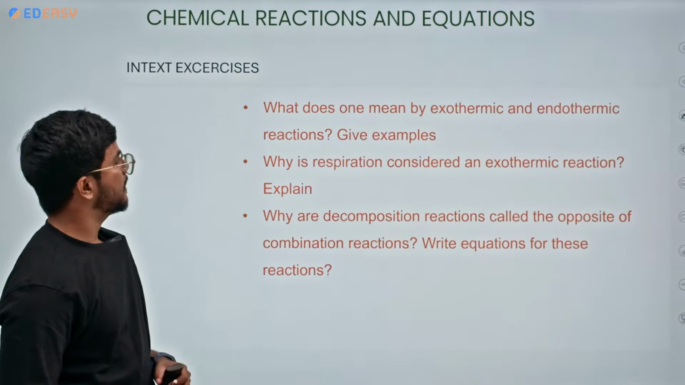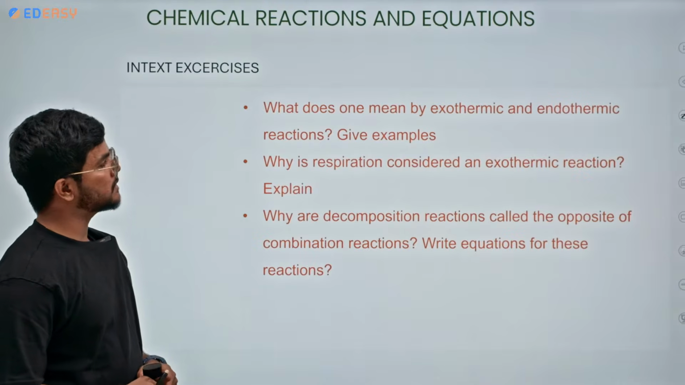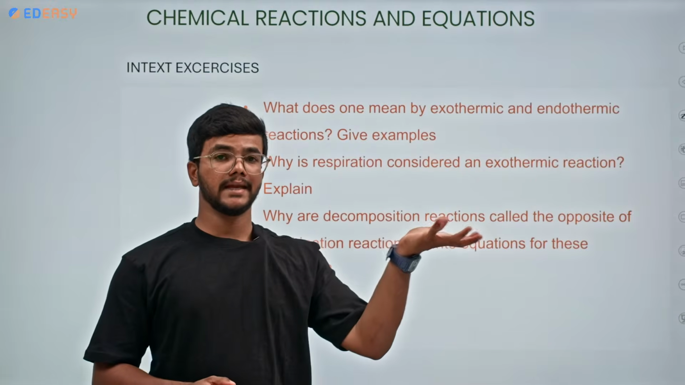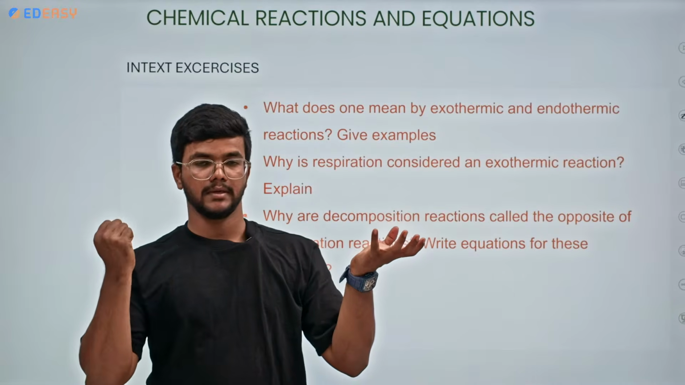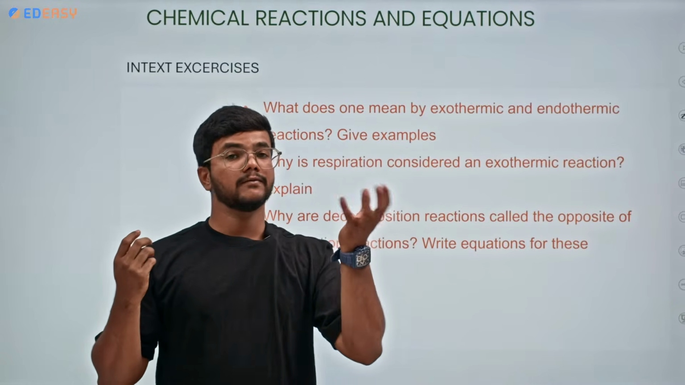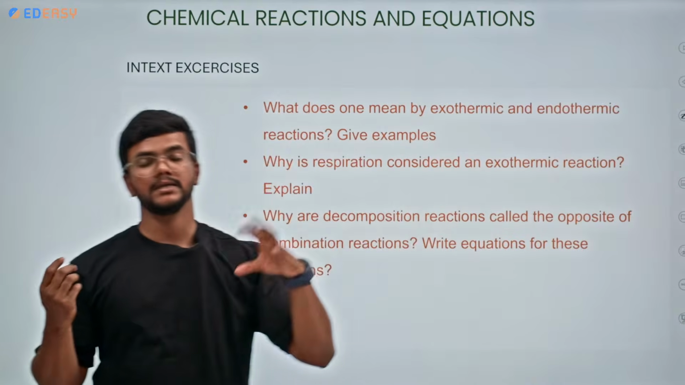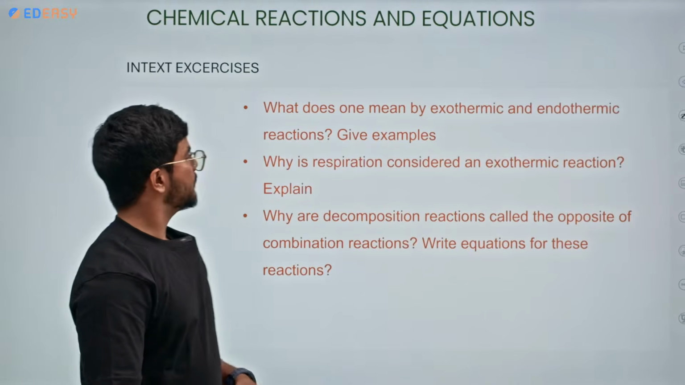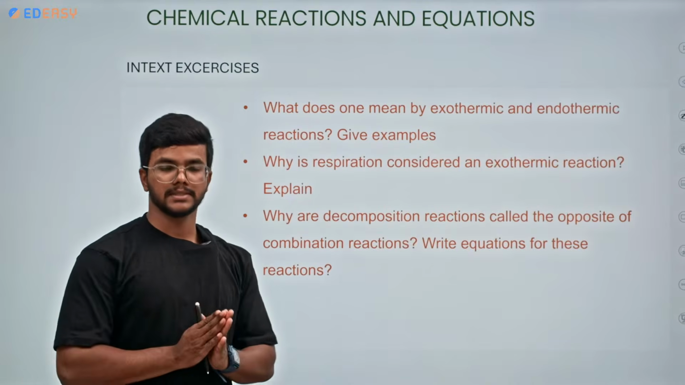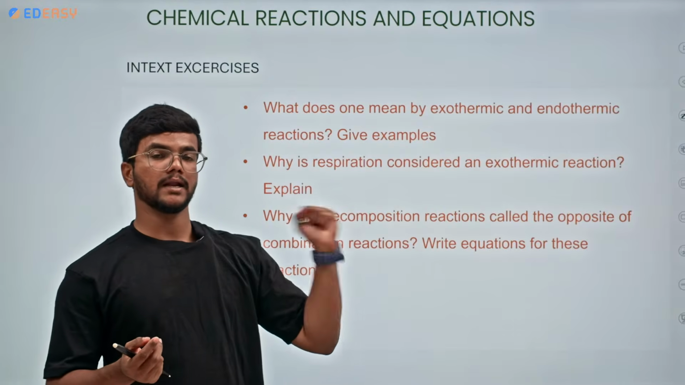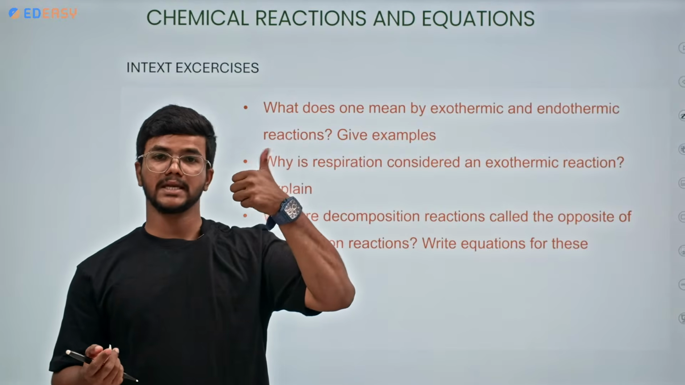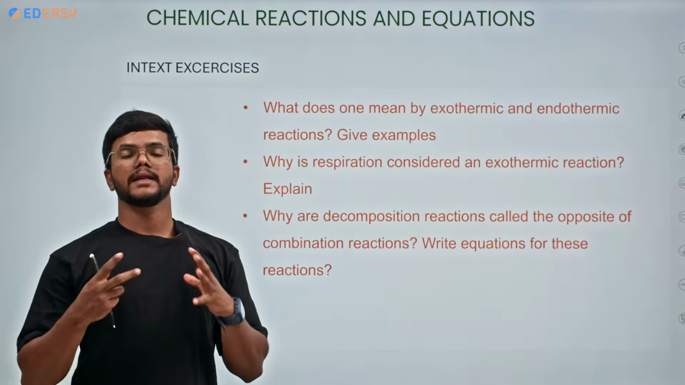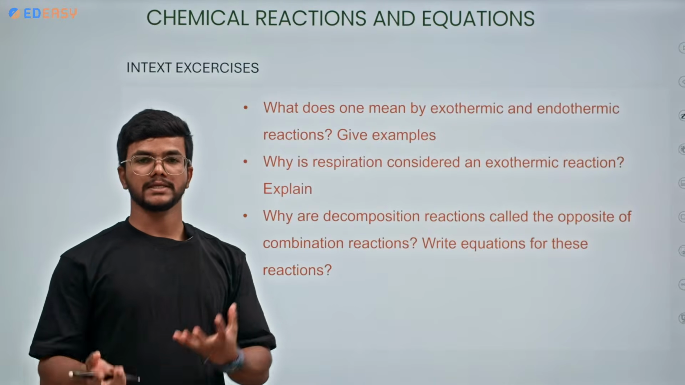Okay, what does one mean by exothermic and endothermic? Exothermic and endothermic mean the reaction which releases the heat and the reaction which absorbs the heat. Exothermic is the reaction which releases the heat, which liberates the heat. The reaction which absorbs the heat is called endothermic. Okay, with examples, there are many examples. Heat liberating reactions are combination reactions, like calcium oxide reacting with water, and heat absorbing reactions are decomposition reactions.